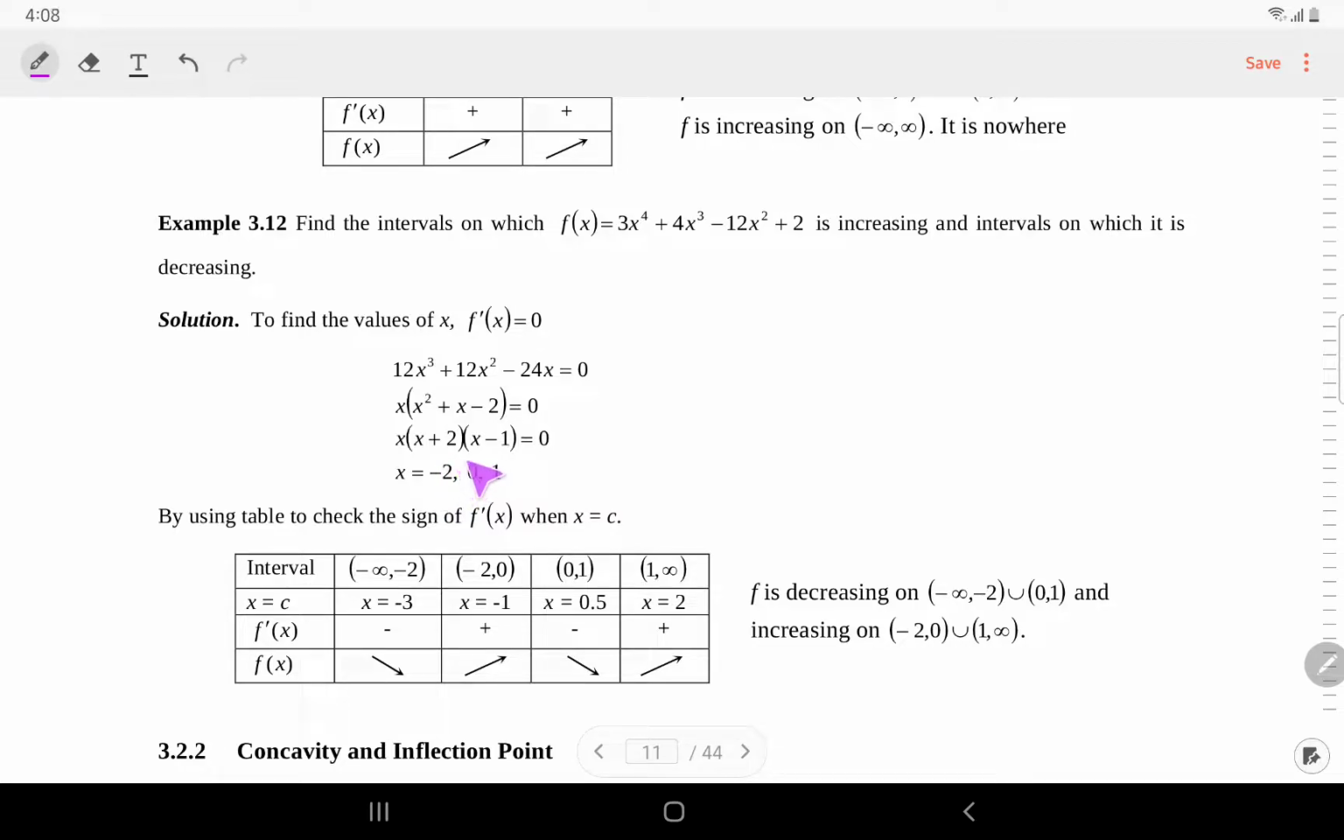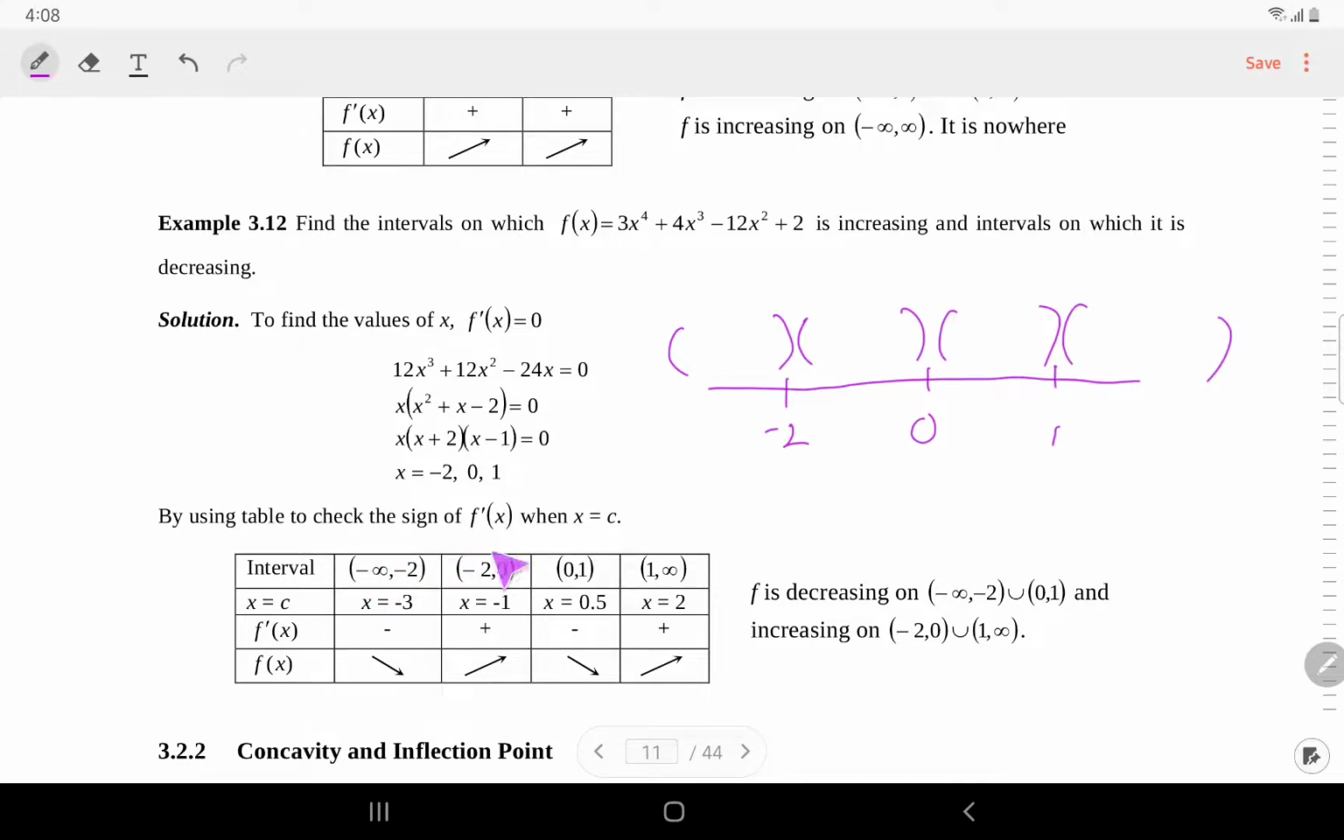The answers are negative 2, 0 and 1. So, let's say we have a number line. Negative 2 is here, 0 is here, 1 is here. So, from this number line, we can see we have 4 intervals. First interval here, second interval here, third interval here, fourth interval here.